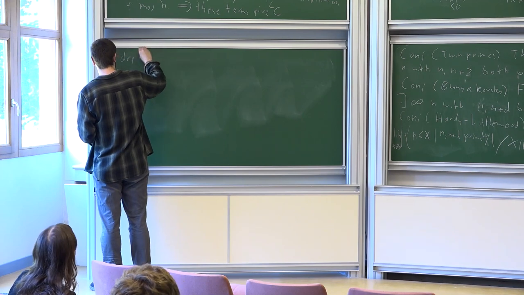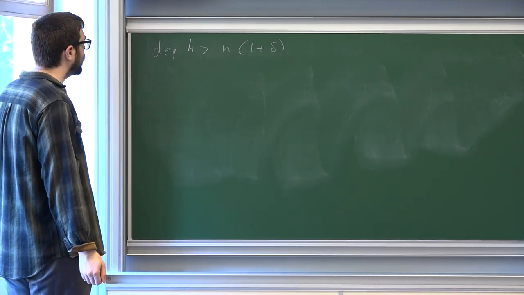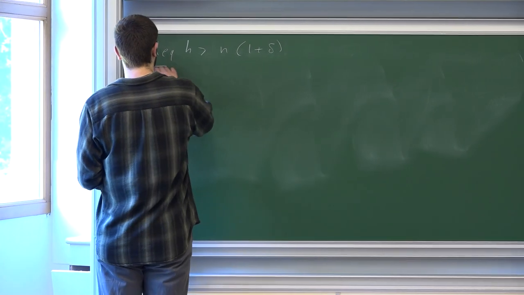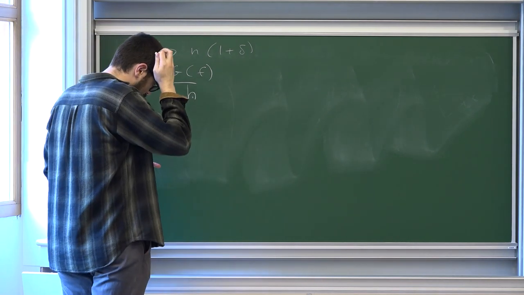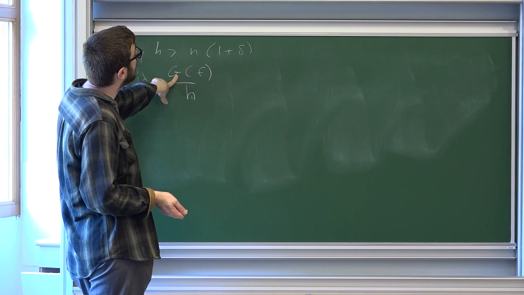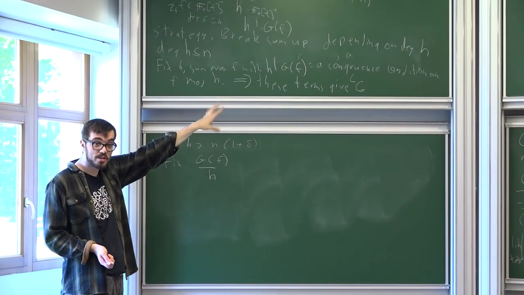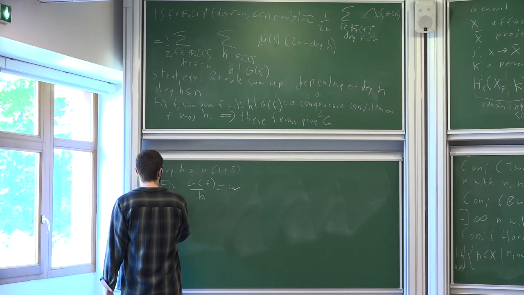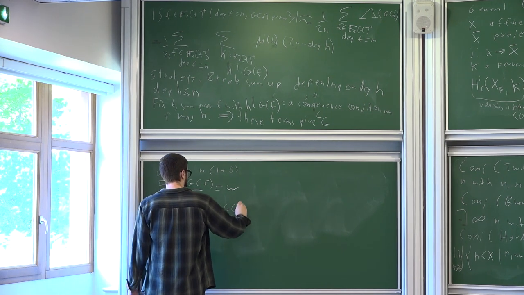If the degree of h is larger than n, at least maybe larger than 1 plus delta times n for n small, then what we want to do is the opposite thing. We want to fix g of f over h. So make a new variable to be g of f over h, and then sum over f, where g of f is a multiple of the new variable. So I'll call it w. And then we want to sum over f, where w divides g of f. And we get a Mobius function now of g of f over w.